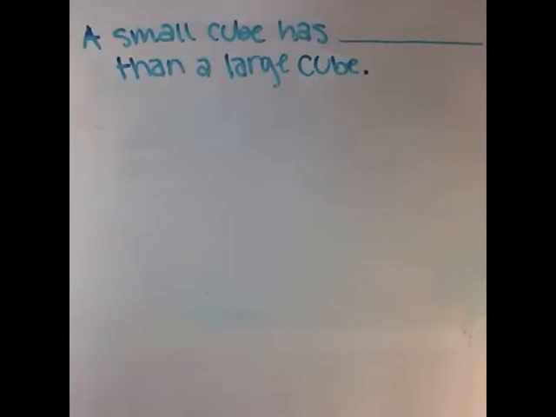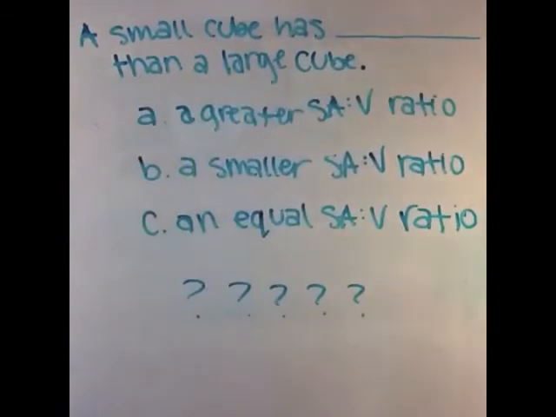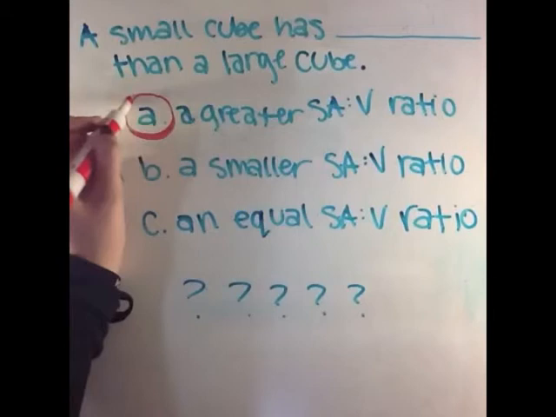A small cube has blank than a large cube. A. A greater surface area to volume ratio, B. A smaller surface area to volume ratio, or C. An equal surface area to volume ratio. The correct answer is A, a greater surface area to volume ratio.